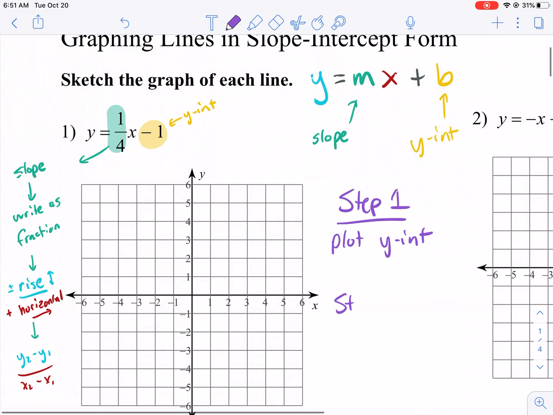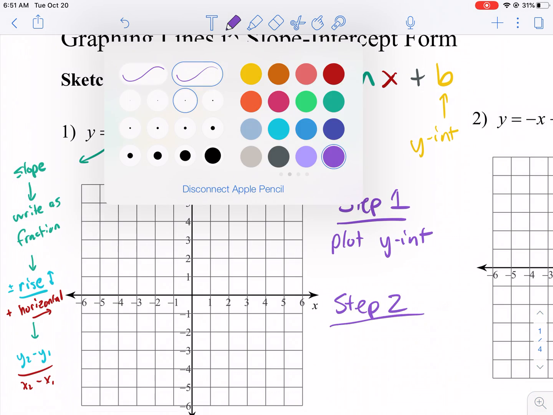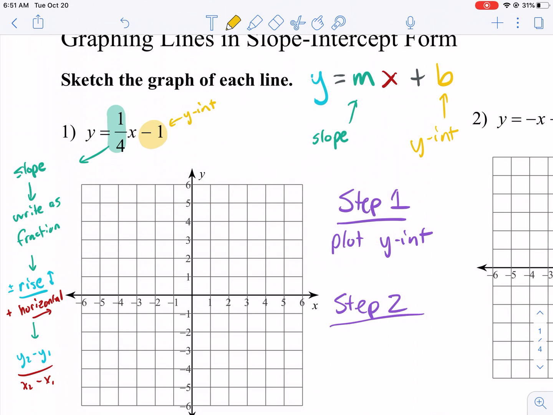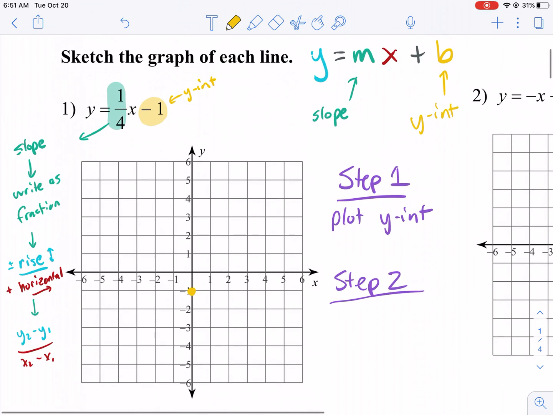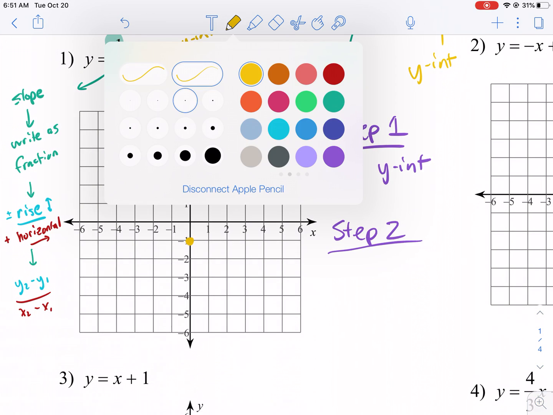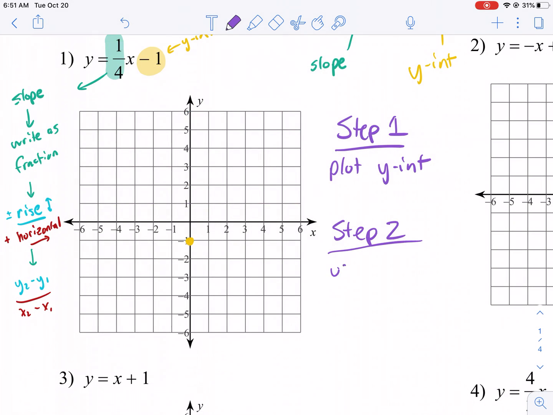Step 1, plot the y-intercept. I'm just getting my step 2 ready. If I'm looking at this guy, my y-intercept is -1. What does that mean? I'm going to find the y-axis. Boom, there it is. I'm going to look for -1. Boom, there it is. And I'm going to plot it. Now, I'm going to use step 2. I'm going to use the slope to plot an additional point. I'm just going to say additional point, and I'll put an S on there.